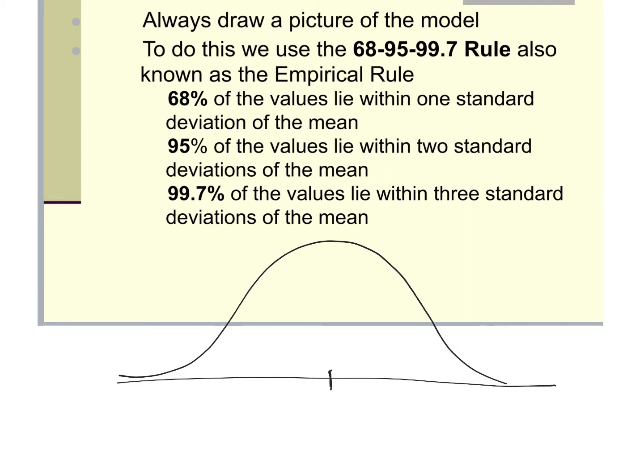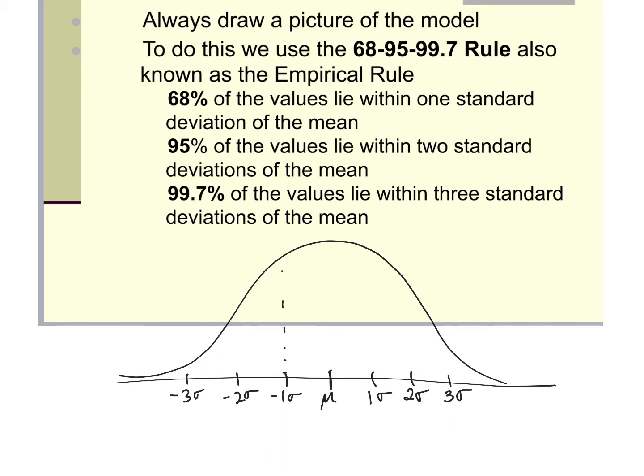In the center of this curve is the mean. And then we have 1 standard deviation above, 2 standard deviations above, 3 standard deviations above. And then we have 1 standard deviation below, 2 standard deviations below, and 3 standard deviations below. Okay, that's what our number line is going to look like.